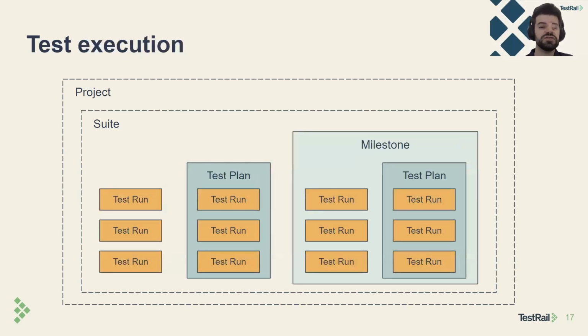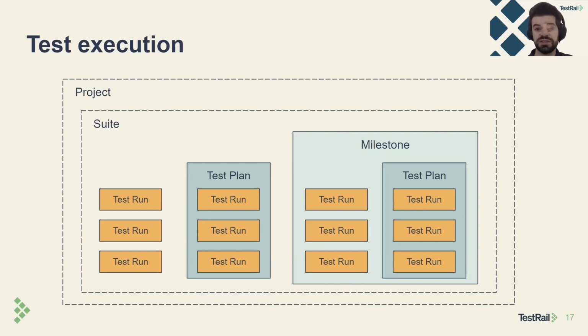As for test execution, you also have to manage this within suites. And you have, for instance, your test runs that may be isolated. You have test runs that may be aggregated by a test plan. And then you can aggregate both test runs and test plans inside milestones. So you have this higher level organization, so you can track multiple results from multiple test runs and test plans in only one place.